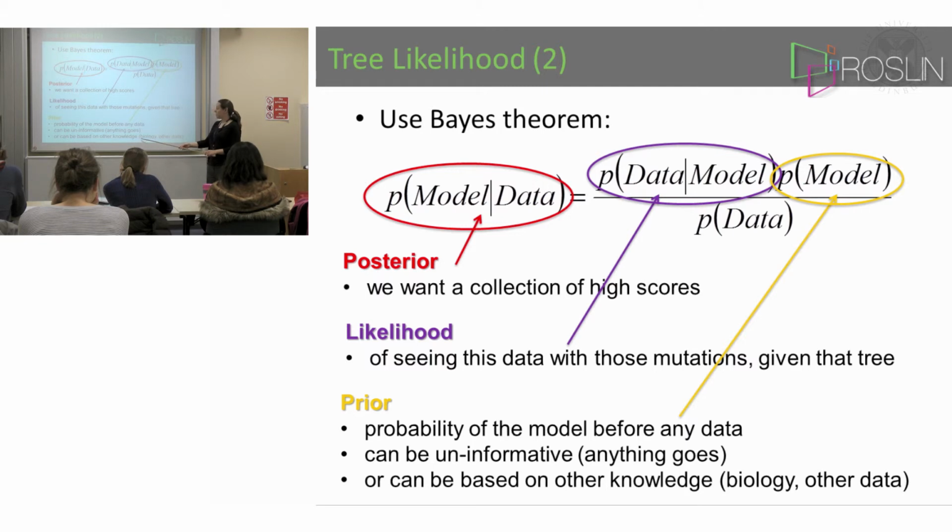For informative priors, you would normally base them on either some other data or some other idea about biology, like I was describing about the clock rates.